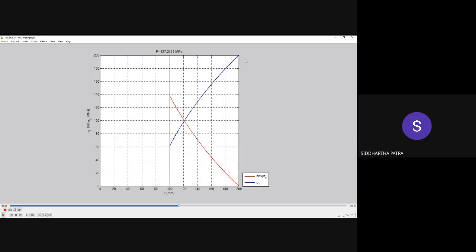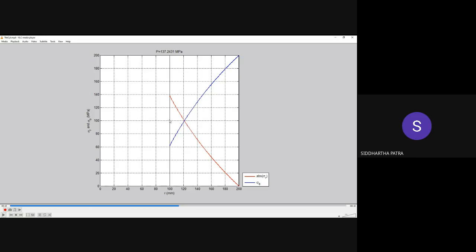Okay, so it has gone to 138. Now, the program was written so that once I reach the maximum value, you see that the entire cross section has become plastic. And this cross representation graphically indicates that the sum of the two curves is the same.